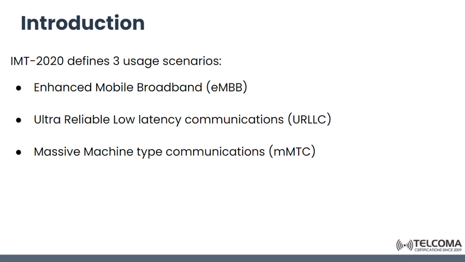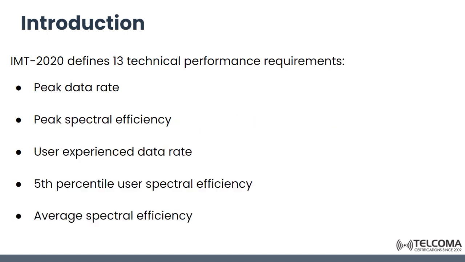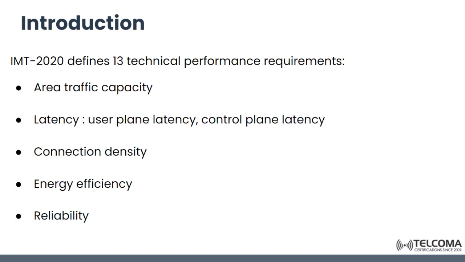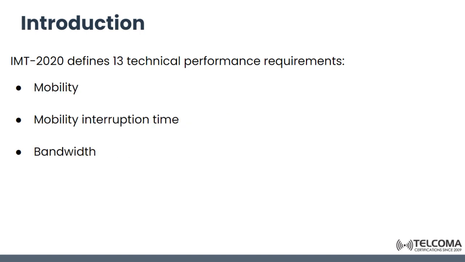So IMT 2020 has three usage scenarios: enhanced mobile broadband, ultra reliable low latency communication, and massive machine type communication. It has technical performance requirements: peak data rate, peak spectral efficiency, user experienced data rate, fifth percentile user spectral efficiency, average spectral efficiency, area traffic capacity, latency of user plane and control plane, connection density, energy efficiency, reliability. Other than this, there are mobility interruption time and bandwidth. These are all the technical performance requirements as specified by IMT 2020.